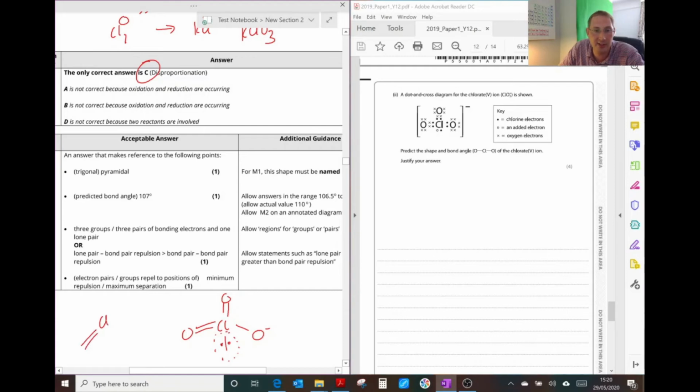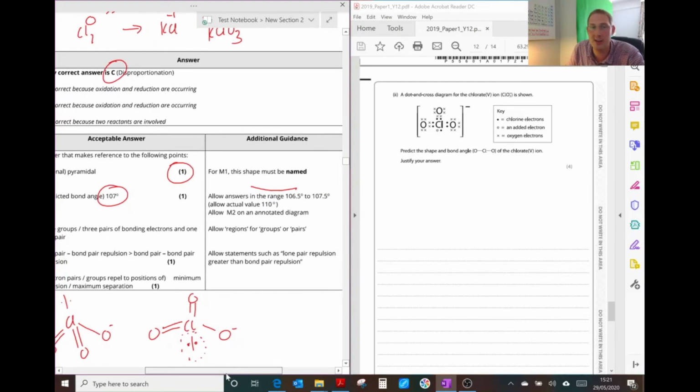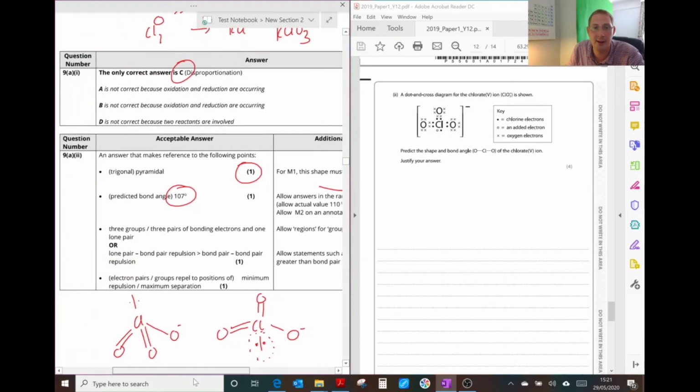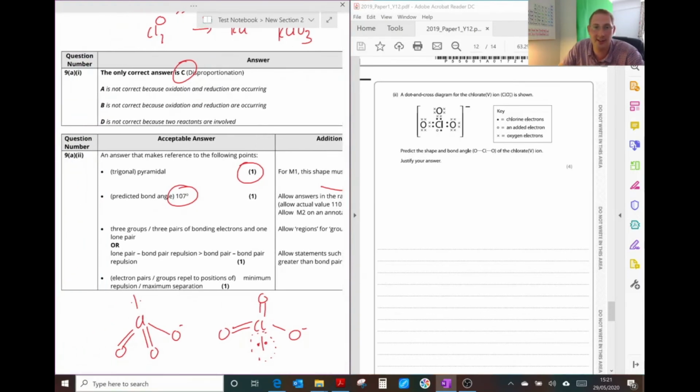So the shape of it will be like the bottom 3 bonds of a tetrahedral. So it will be trigonal pyramidal. You've got to name it. You would predict a bond angle of 107 degrees, allow anything in the range 106.5 to 107.5. If you know the actual value, you're allowed to give it, but that's what it is. And you can annotate it on the diagram.